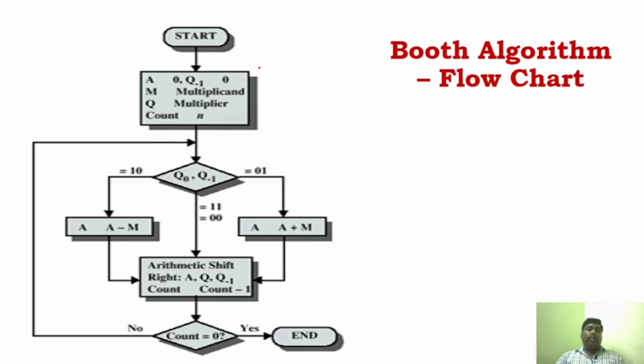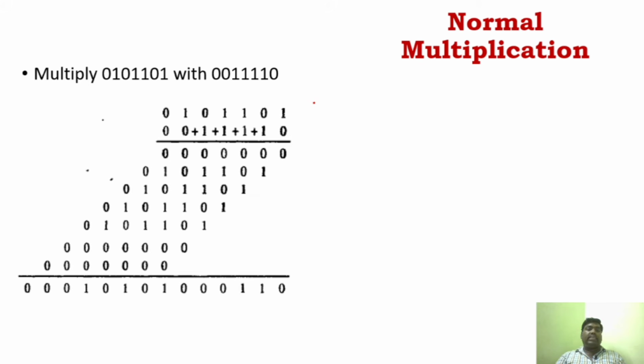Now listen, right? Say for example, you are given this number, and this is the multiplier. Whatever multiplication you do, normal multiplication or signed multiplication or both algorithms, the answer has to be the same, the correct one, correct? So how will I prove that?